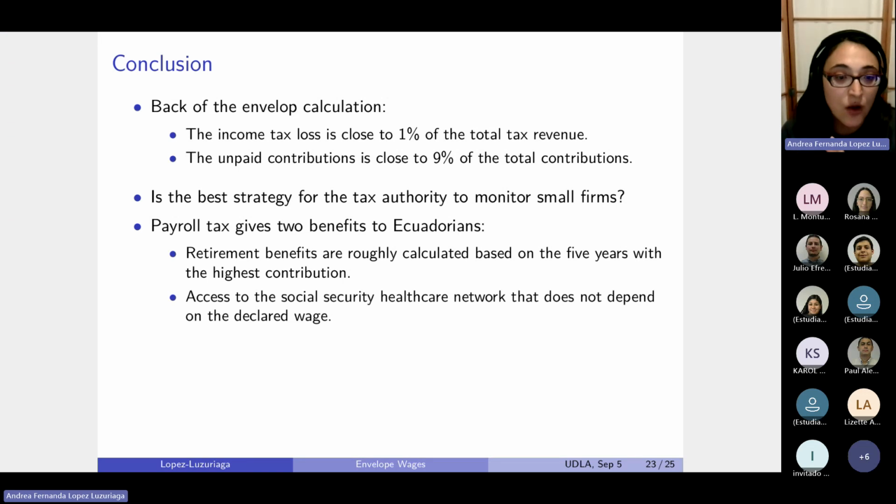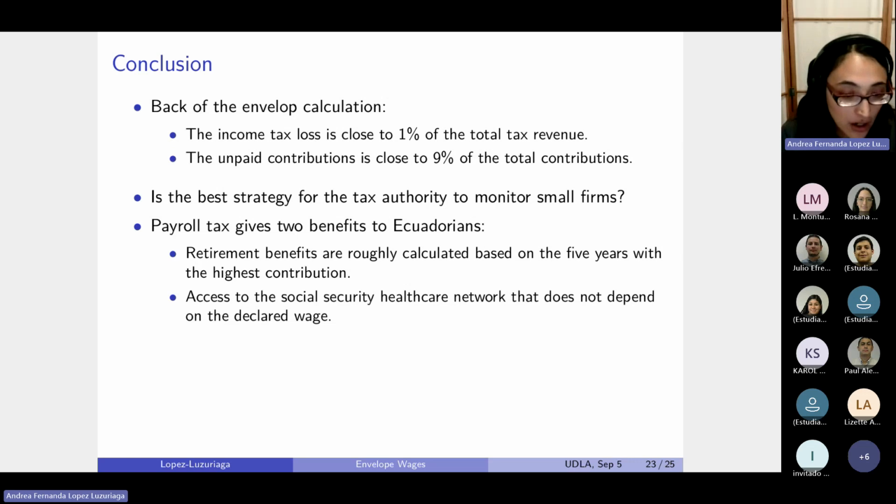On the other hand, we have payroll taxes, which is basically Seguridad Social, and that gives you two benefits. The retirement benefits, but those are calculated over only the 5 years of your highest contributions. So if you have been paying into the system for a long time, and you are predicting that your 5 years of highest salary are in the past, there's no incentive for you to report high salaries at any other point.